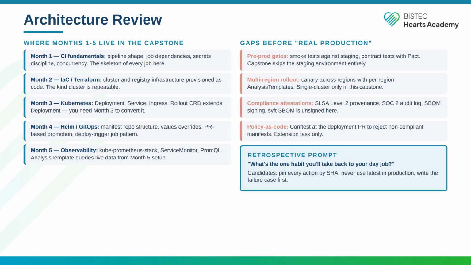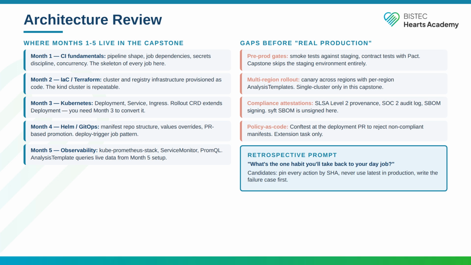This capstone integrates every skill from months 1 through 5. Seeing where each month's work appears in the final system is the retrospective that makes the track coherent. Month 1's contribution is the pipeline shape itself. The lint, test, build stage progression was established in month 1. What changed is the build output. Instead of a local Docker image, it produces an image digest and SBOM. The pipeline as code discipline from month 1 is applied here at higher intensity and with higher stakes.